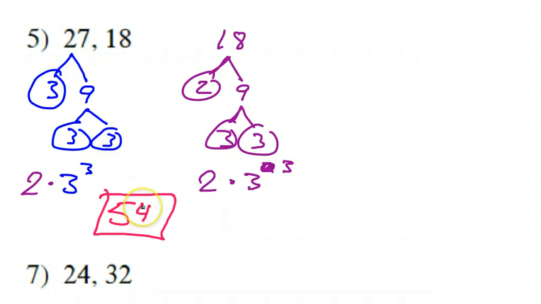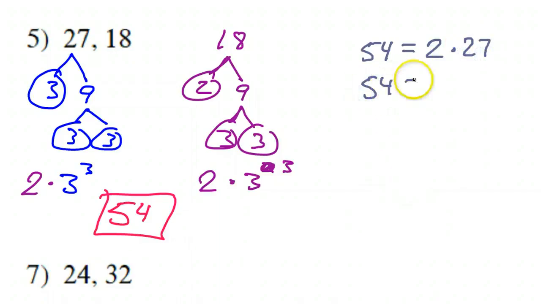Just to be clear, it makes sense because 54 is a multiple of 27, because 54 is 2 times 27, and 54 is a multiple of 18, because 54 is 3 times 18. So we're turning 27 and 18 both into 54. That's the least common multiple.